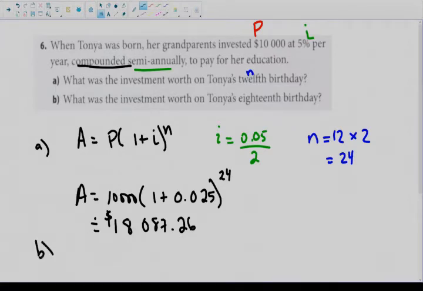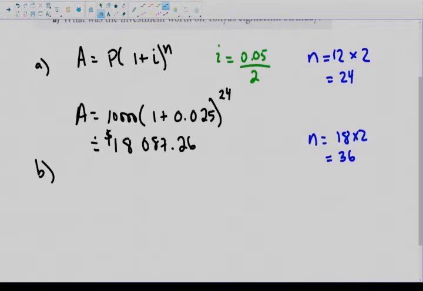In B, we're going to do almost the exact same calculation. The interest rate is exactly the same, but now we're going to Tonya's 18th birthday. So the only thing that's going to change is our N value, which is going to be 18 times 2, which is 36. So we're going to do the exact same calculation. We're just going to change our N value. So 10,000 times 1 plus 0.025 to the power of 36.